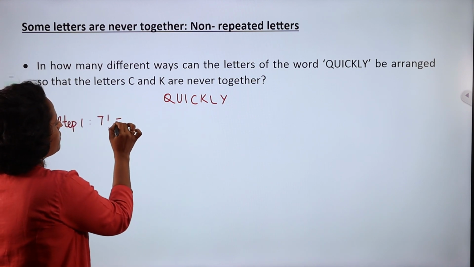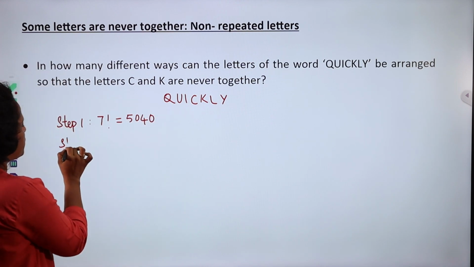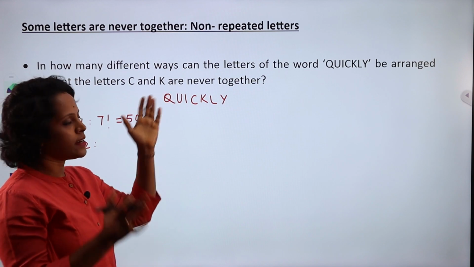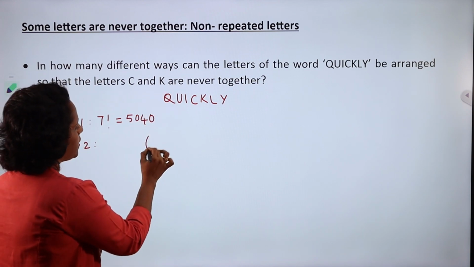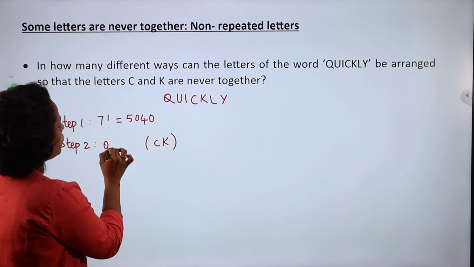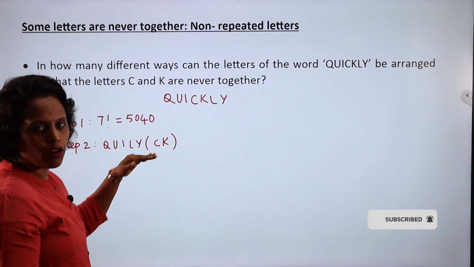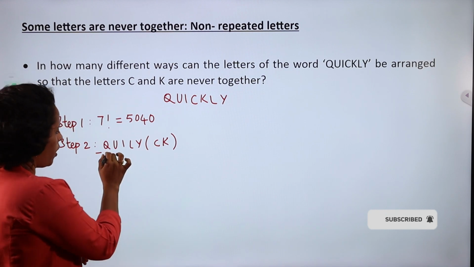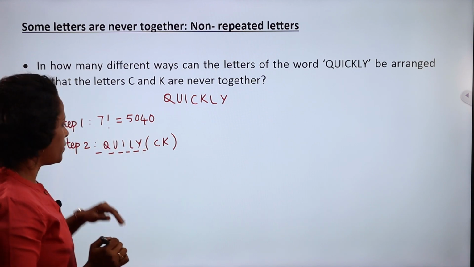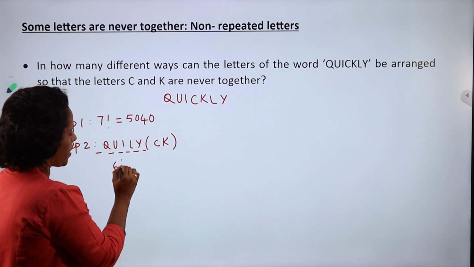That is 7 factorial, which will be 5040. Next step. Step 2. Step 2 is total number of words in which the letters C and K are together. So place the letters C and K inside the bracket. What are the remaining letters? Q, U, I, L, Y. This set of CK can come here or in between Q and U, or here or here, here or here. So how many cases? 1, 2, 3, 4, 5, 6. In 6 places I can place this set in 6 factorial ways.